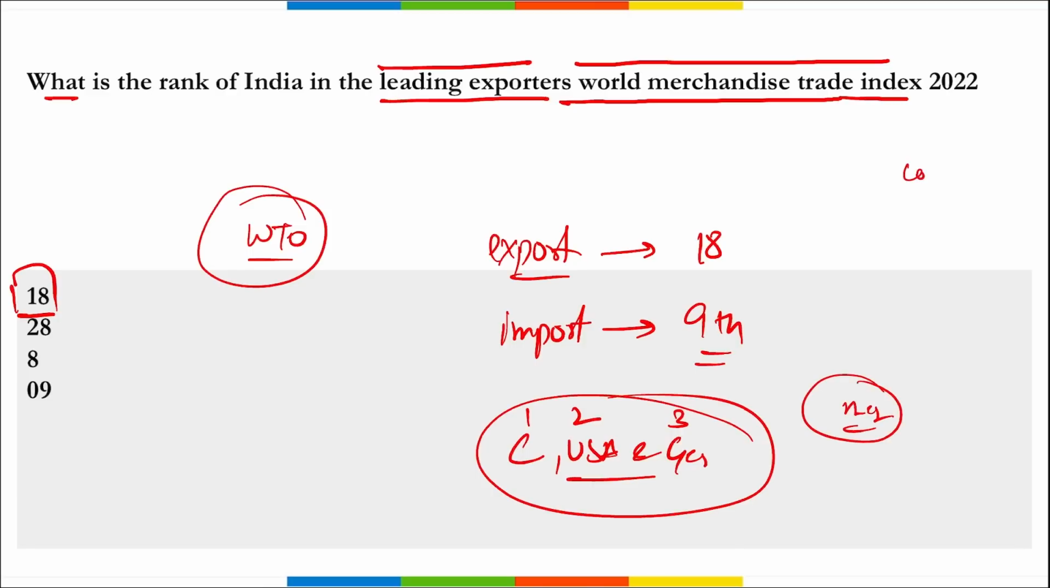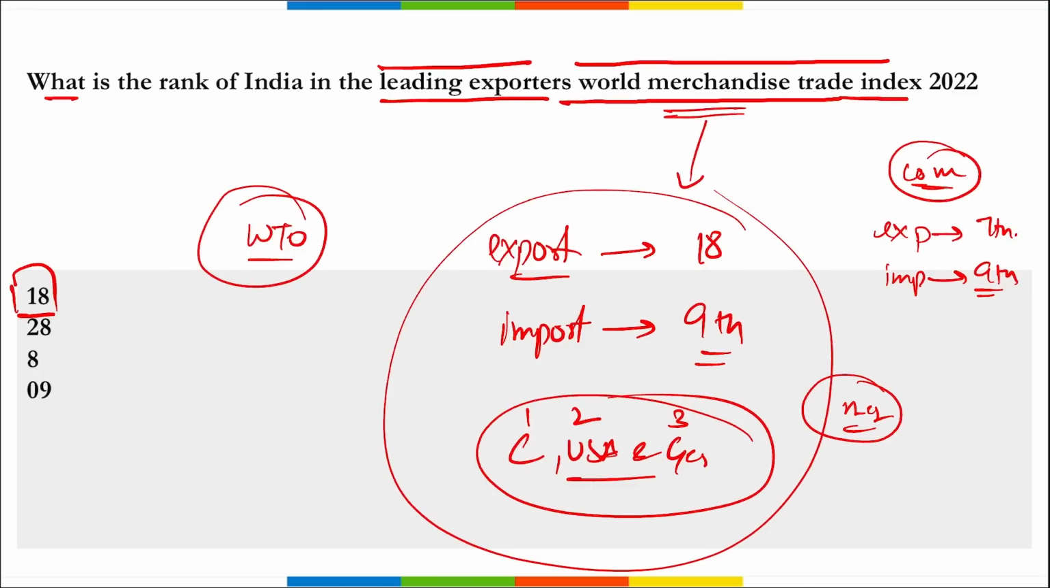If we are talking about commercial services, for export, the rank of India is 7th, and for importers the rank of India is 9th. Here we are talking about merchandise export, so do pay attention. China is on top, USA second, Germany third. In this world merchandise trade, for exporters the rank of India is 18, and for imports India's rank is 9th.